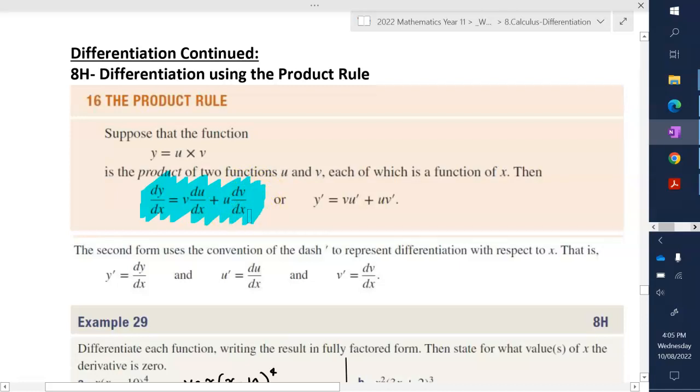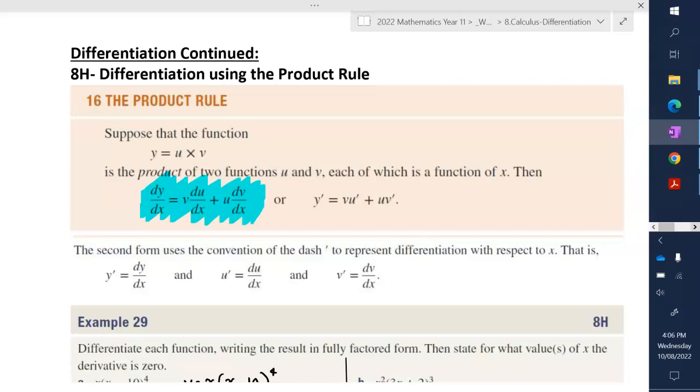But what we need to do is split our function y into two parts, u and v, and we will get our derivative dy/dx. The rule tells us we will have v, which we will times by du/dx, and we will add to that u, which we will times by dv/dx. So the rule is given to you on your formula sheet, so we will just write that down each time, and we'll find that quite easy to substitute into.